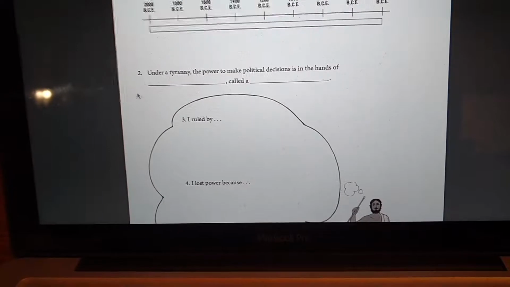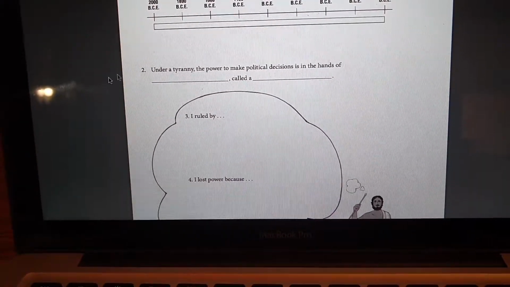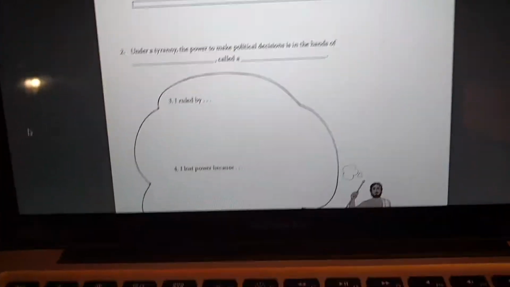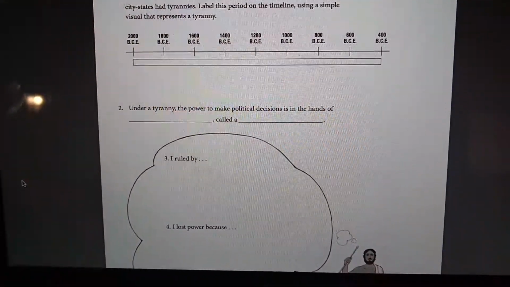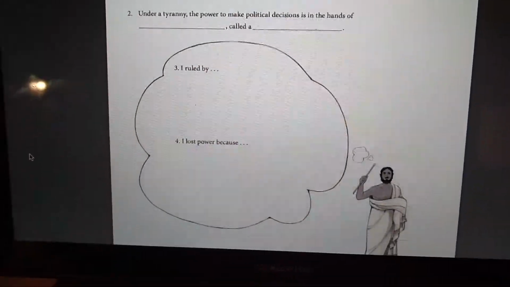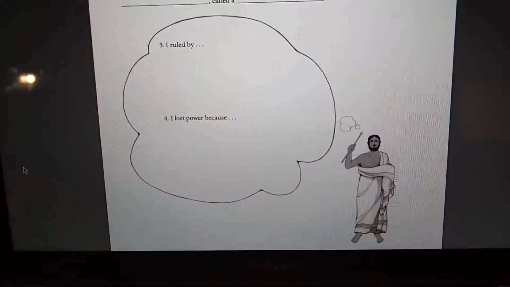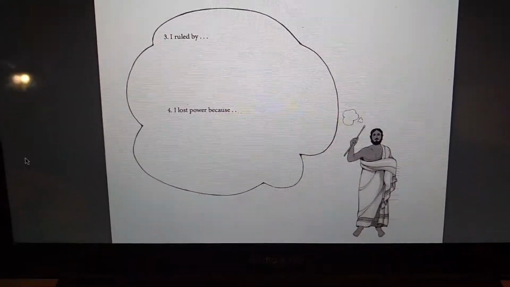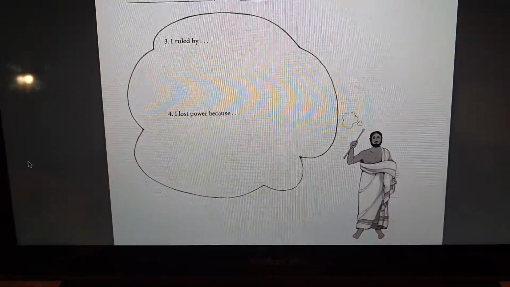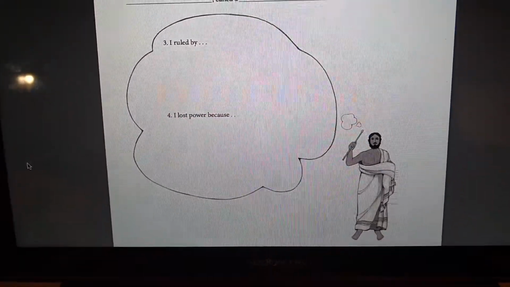So this is when you're looking at your sheet. You're going to have the one single man here. Those single men are usually called a tyrant. That's the definition of what a tyranny is: ruled by a tyrant. Now, when you get to this thought bubble, this is where I want Mrs. Cole to stop the video, and you guys are going to fill this in. Once you get it filled in, Mrs. Cole is going to come back, and then we will discuss it.